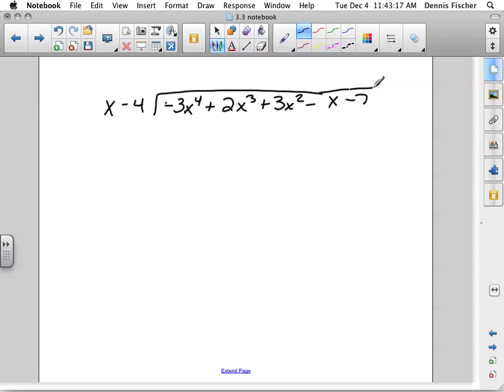Let's do the bottom sheet down there. Let's start right here, we'll extend the page. Remember synthetic? I thought this was synthetic. No, this is long. Okay, we'll come back to it. Anybody remember synthetic?